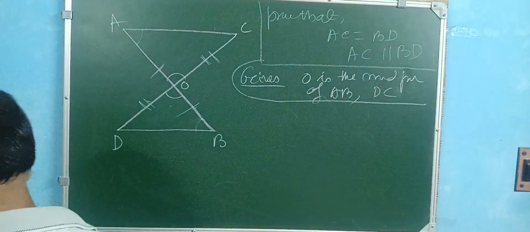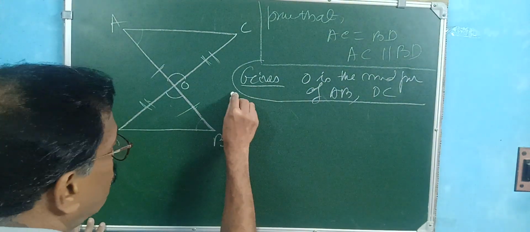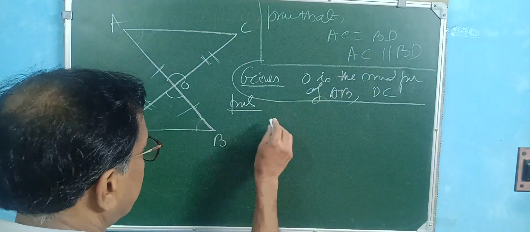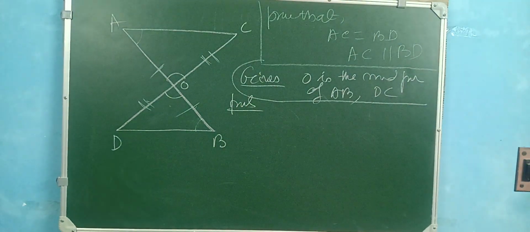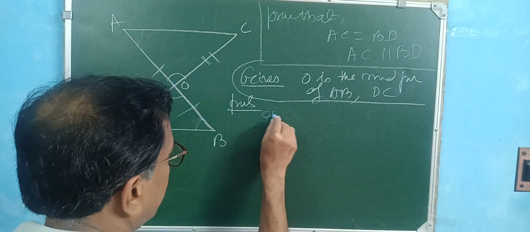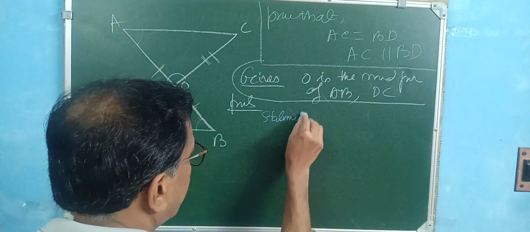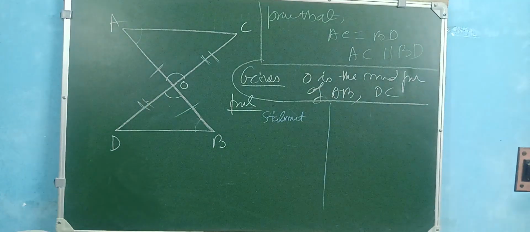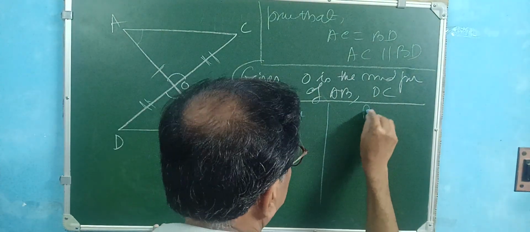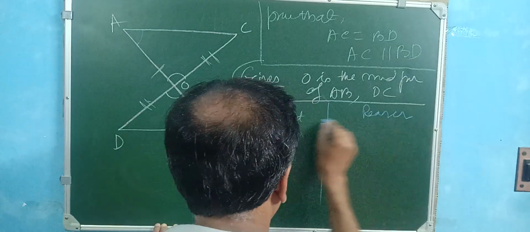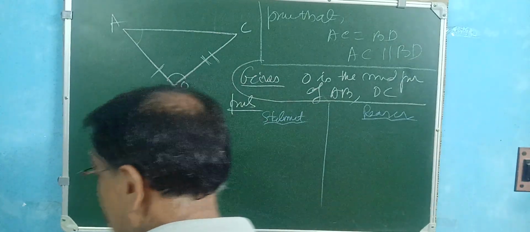তো আমরা কিরকম লিখবো প্রুফের ক্ষেত্রে? প্রুফ যখন করছি, এখানটা আমরা লিখবো স্টেটমেন্ট. What is the process? Actually, this is called statement, and this is called reason. এরকম ভাবে আমরা করতে পারি. First one, reason.